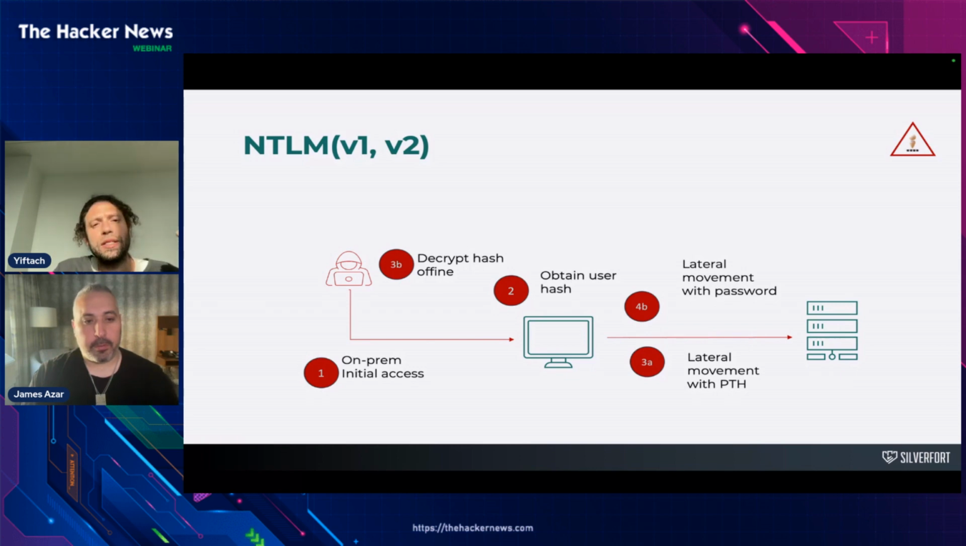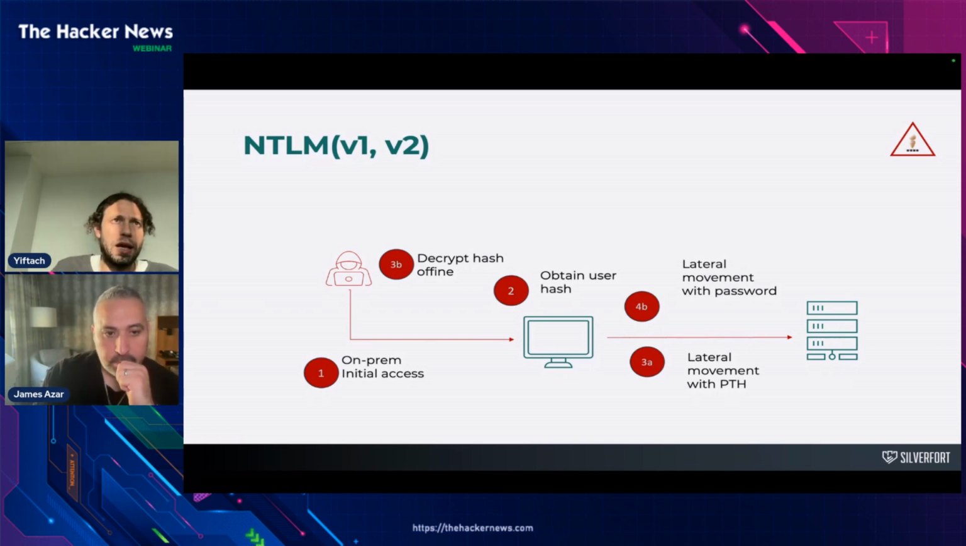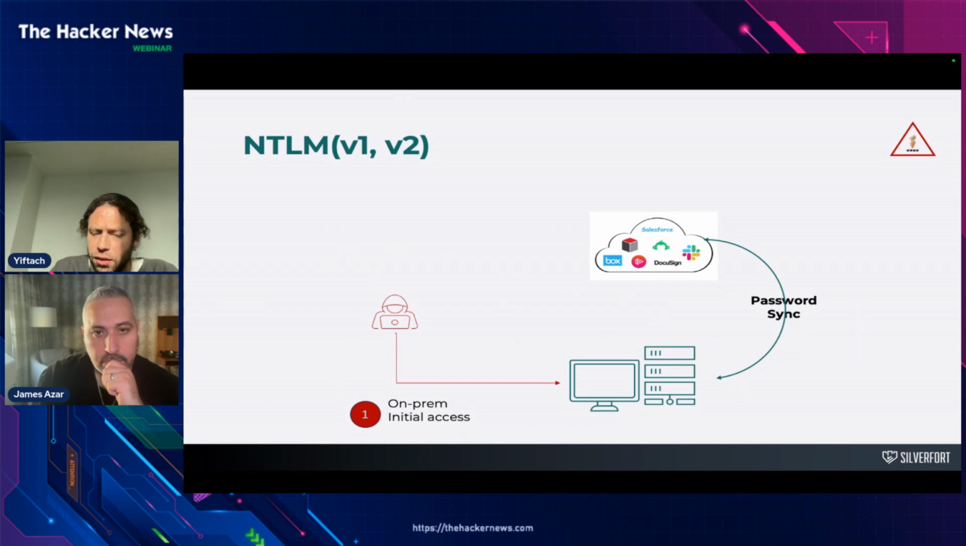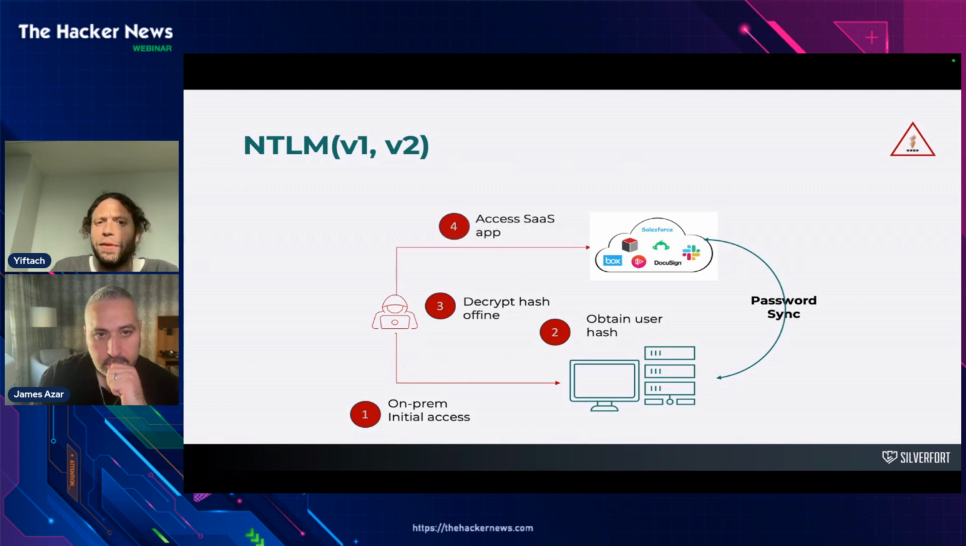Now, remember what we said about the on-prem to the SaaS attack path. So we have here an environment that has a password sync. As an attacker, I get initial on-prem access, obtain user hash, decrypt the hash offline, and again, access the SaaS application with this clear text password.